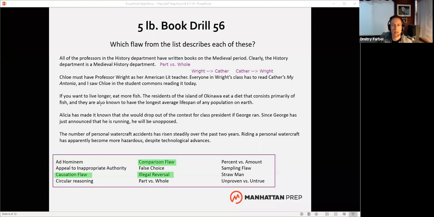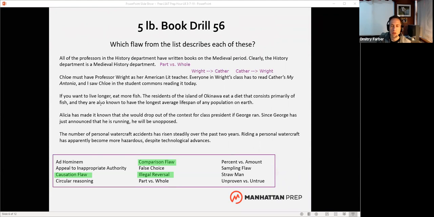It's not quite circular reasoning. Circular reasoning would be something like, Professor Wright will assign us to read Willa Cather because he plans to assign to us to read Willa Cather. I mean, it's something that silly, which is why we almost never see them.